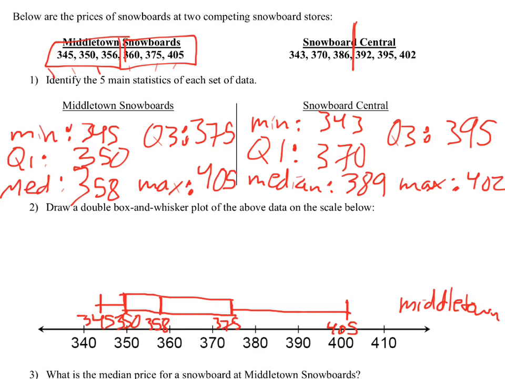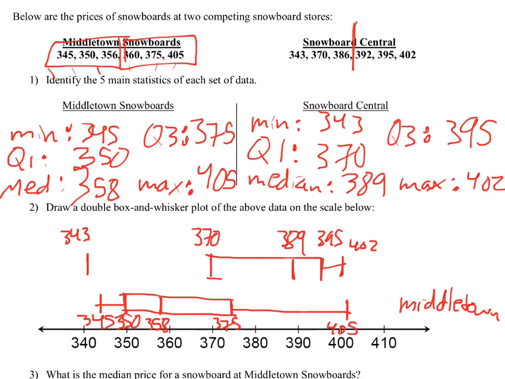And then getting the box plot for the next one, we have one at 343. The next one's at 370, which is right here. Whoops, off a little bit. 370. The next one is at 389. And then the next one is at 395. And the last one's at 402. Which is right there. And now we have our 5 numbers laid out. We can draw a little box plot, which is going to look like this.